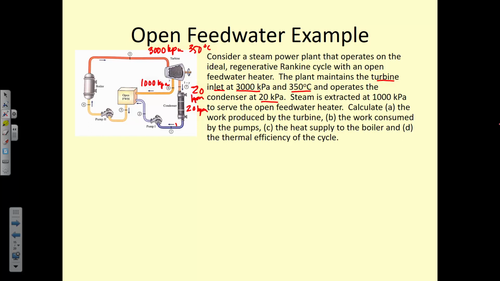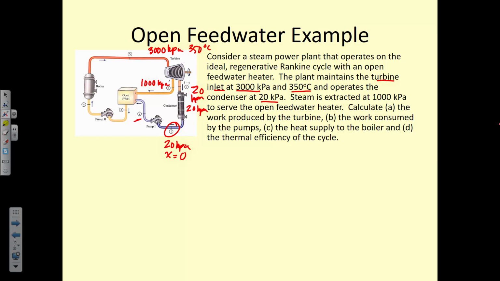Okay? Now, what about this pressure here at state one? Still 20. It's still 20. Because we haven't pumped anything. We're assuming there's no pressure losses in the condenser. So what's coming out of the turbine and coming out of the condenser should be at the same pressure. And ideally, this will be 20 kilopascals, and x will be equal to 0, meaning it's a saturated liquid.